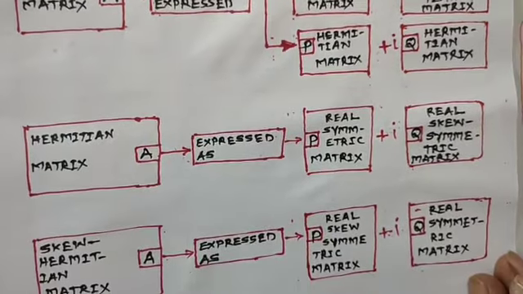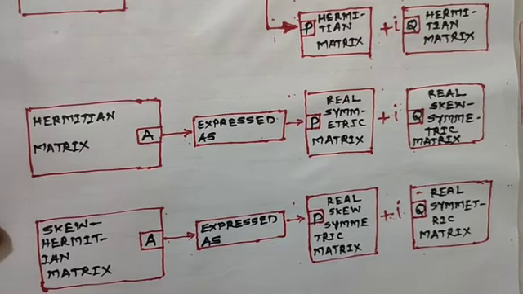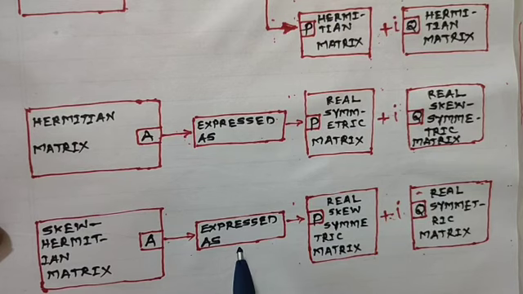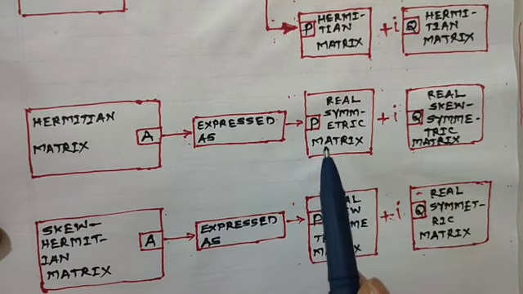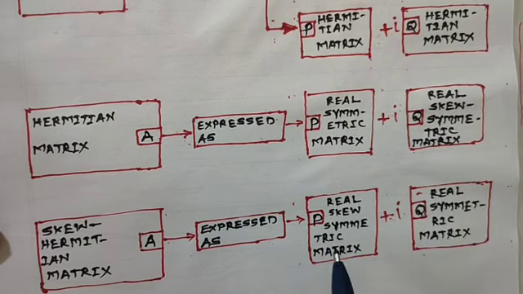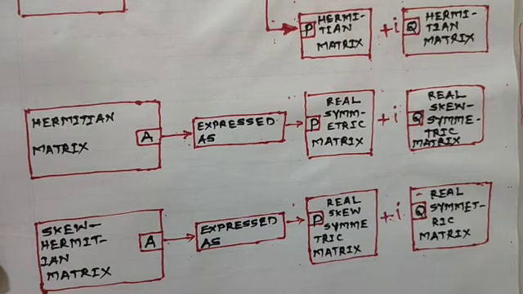Then next one is the skew Hermitian matrix. Here every skew Hermitian matrix A can be expressed as P plus IQ, and in this case P will be a real skew symmetric matrix and Q will be a real symmetric matrix. In the previous case it was a real symmetric matrix and a real skew symmetric matrix. But in case of a skew Hermitian matrix, P will be real skew symmetric and Q will be a real symmetric matrix.